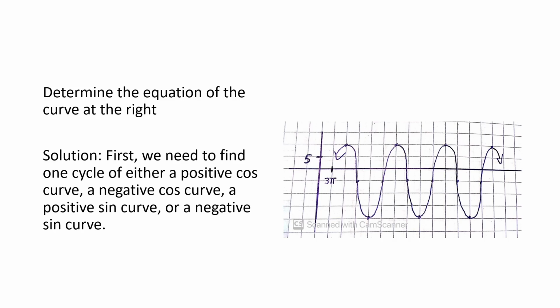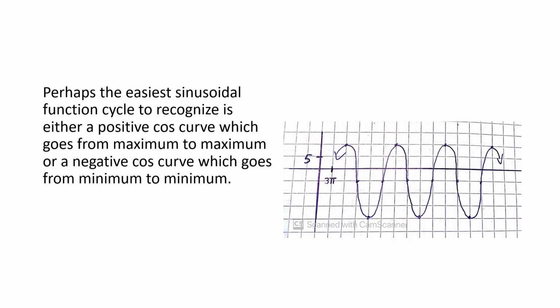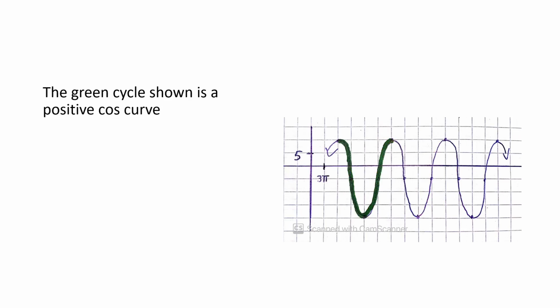But the way I look at a question like this, and you might choose to look at it this way as well, is I say, perhaps the easiest sinusoidal function cycle to recognize is a positive cos curve or a negative cos curve. A positive cos curve just goes from the maximum point up to the next maximum. So you can kind of see one. And a negative cos curve just goes from a minimum to the next minimum. So you can kind of see those easier. So generally speaking, in a question like this, that's what I look for. So let's focus on the first positive cos curve that we see there. What you see in green is one cycle of a positive cos curve.